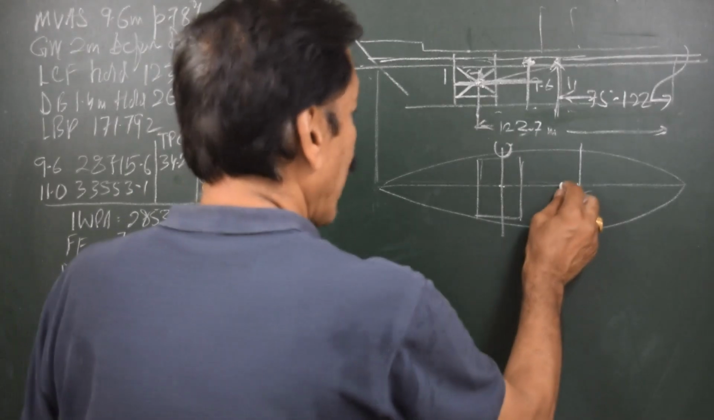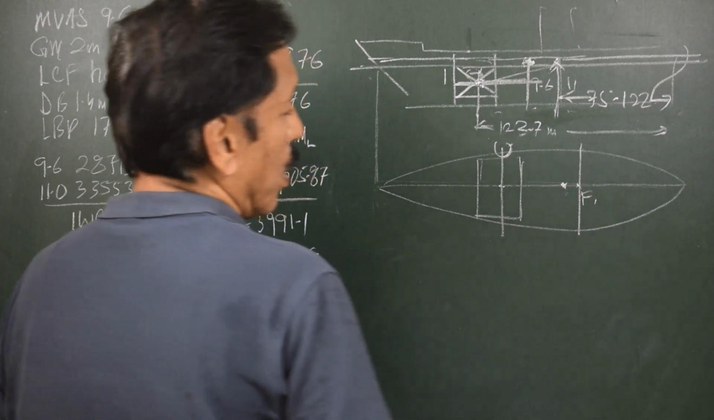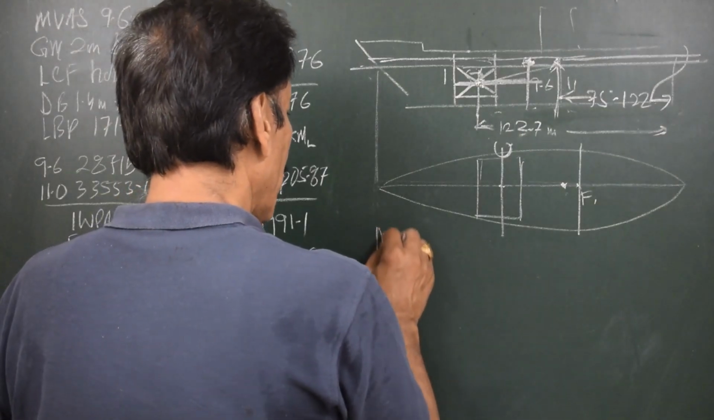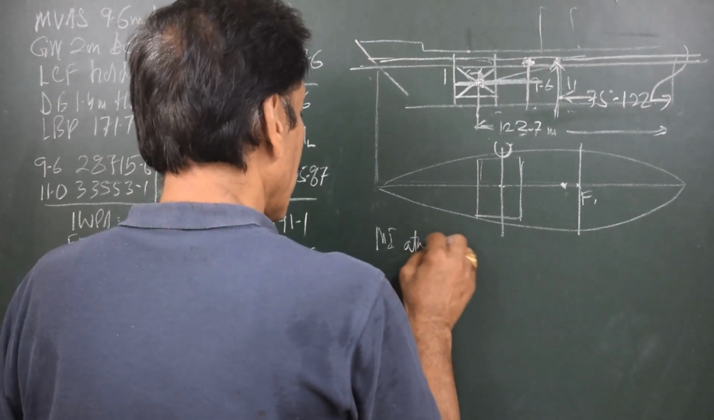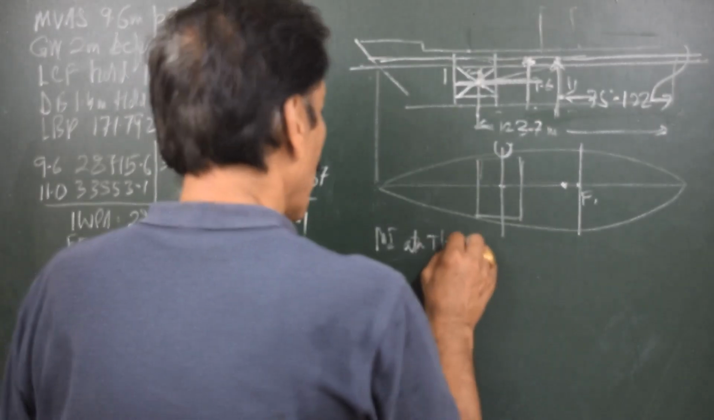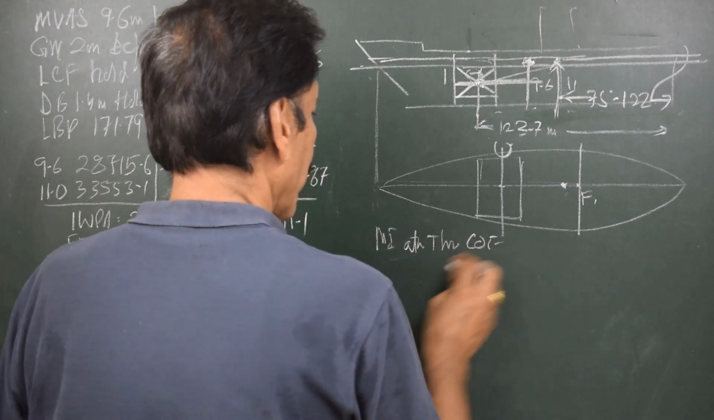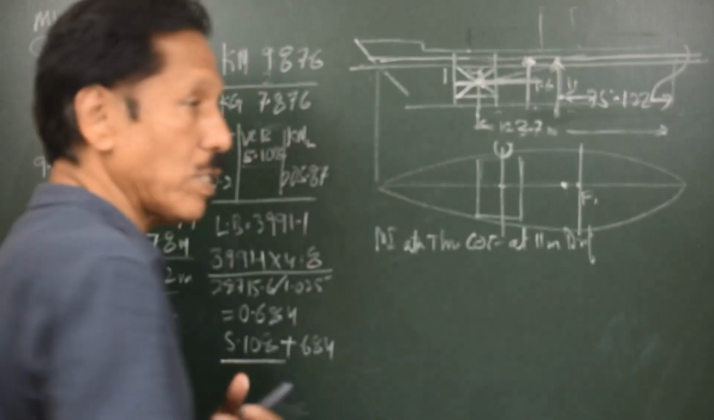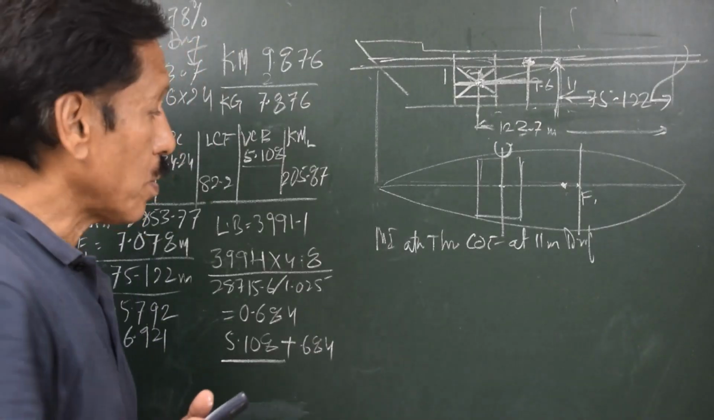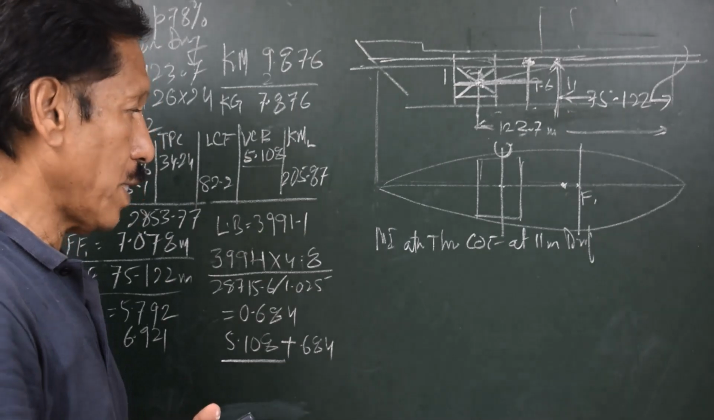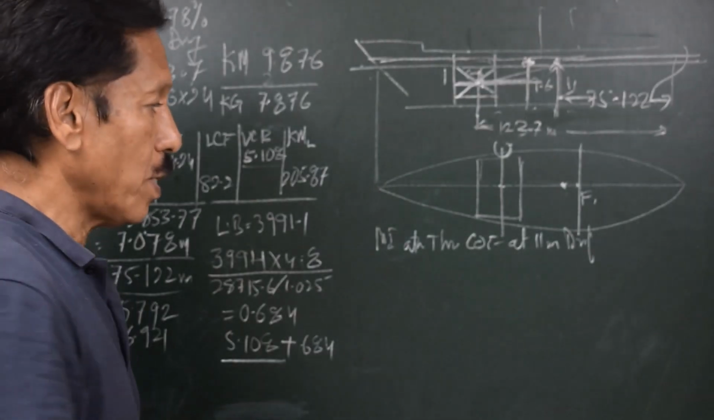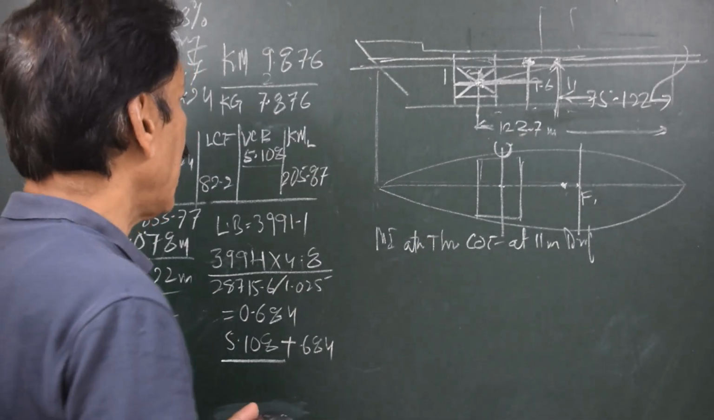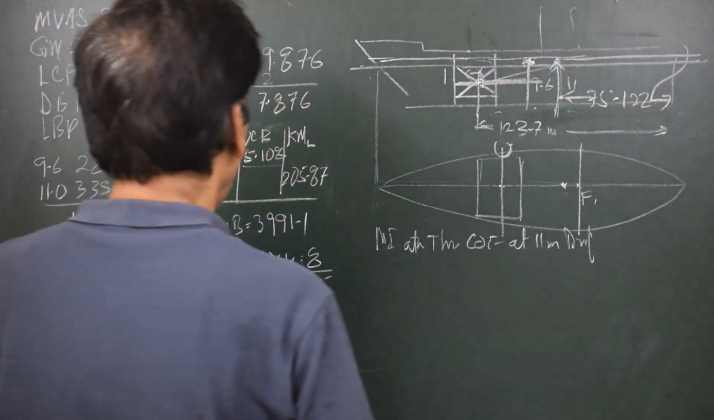Now, to find out the moment of inertia about the athwart ship axis through the center of flotation at 11-meter draft. So the question is, can I find out the moment of inertia about an athwart ship axis passing through the center of flotation at 11-meter draft? The answer is yes.